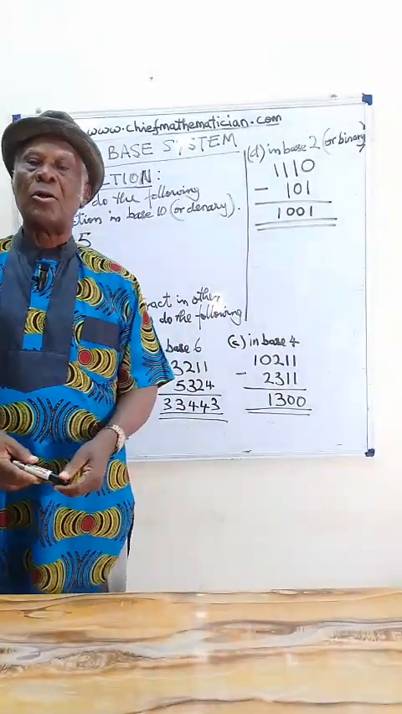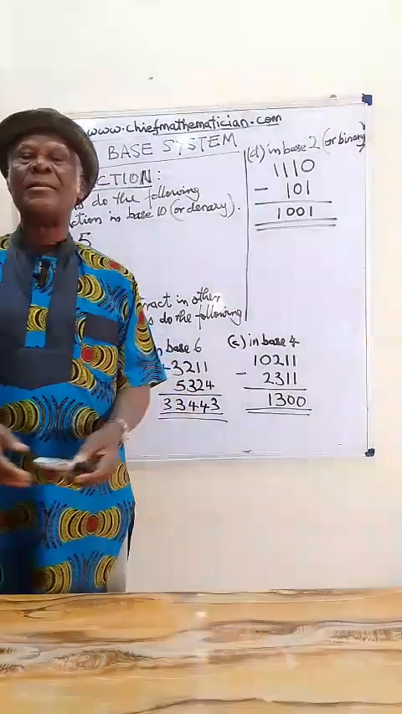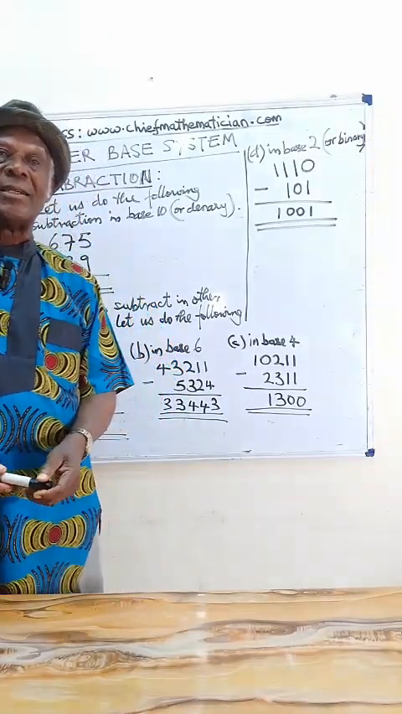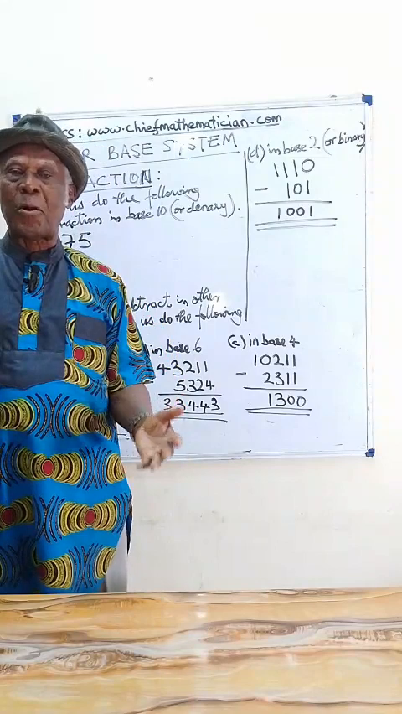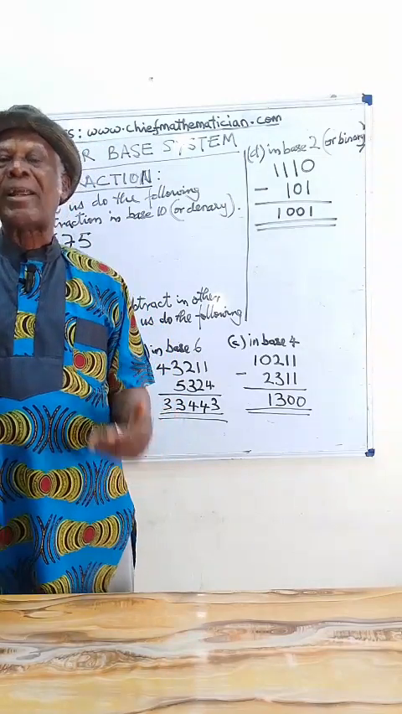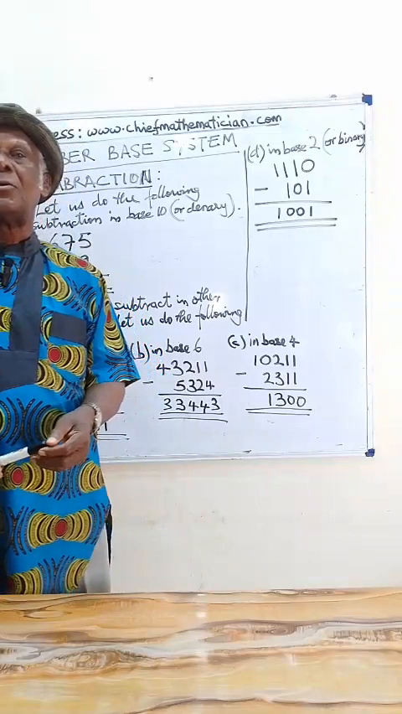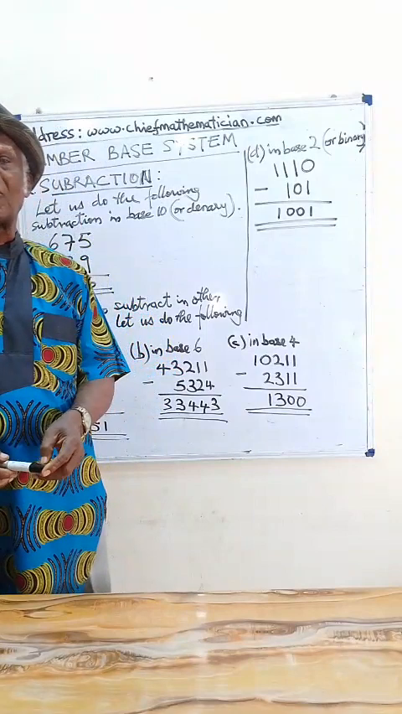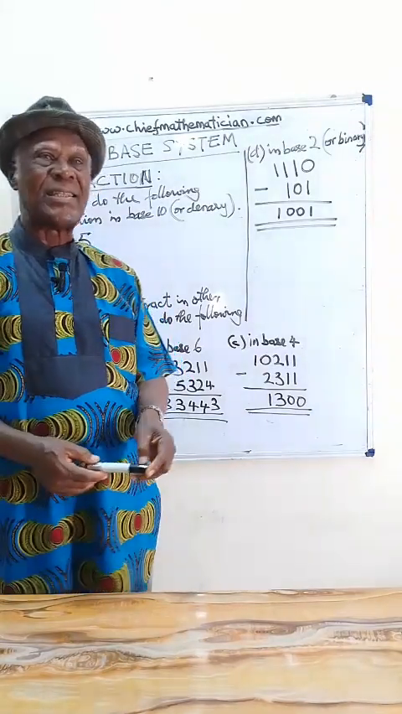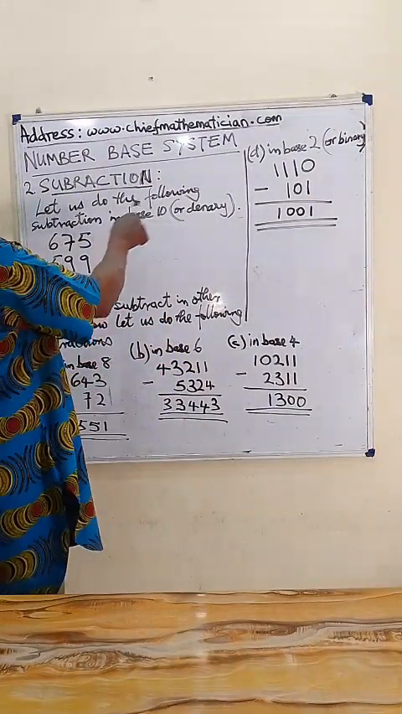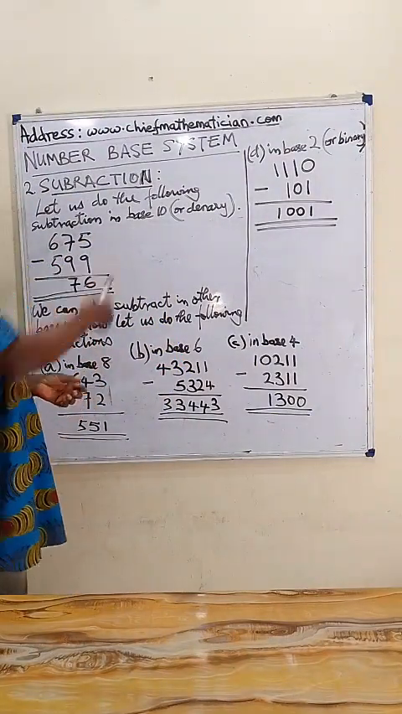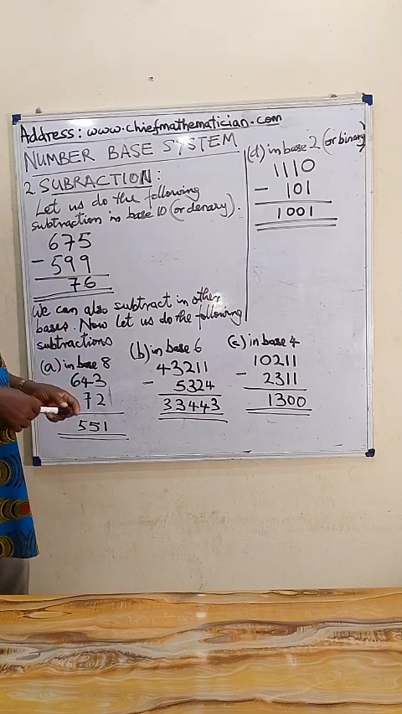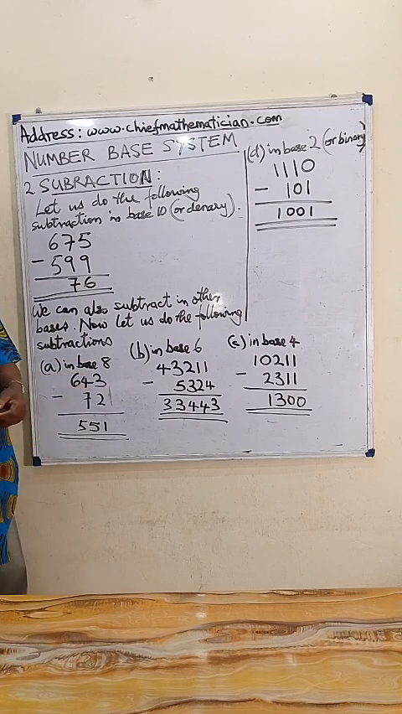But as usual, we shall begin with base 10, the one we are familiar with, the one we have been doing over the years. We use it to form a foundation or base for understanding what we can do in other bases. So we begin with a subtraction in base 10. So let us do the following subtraction in base 10 ordinary. 675 minus 599.